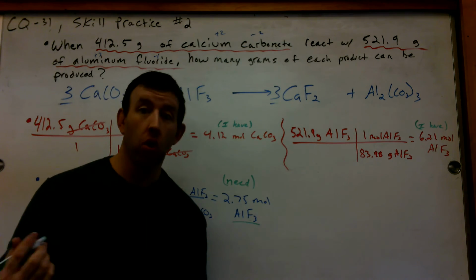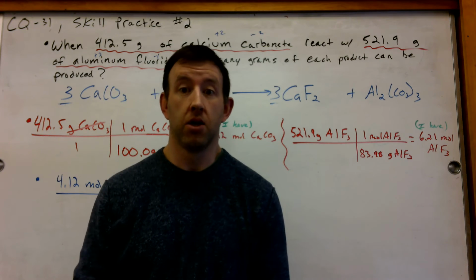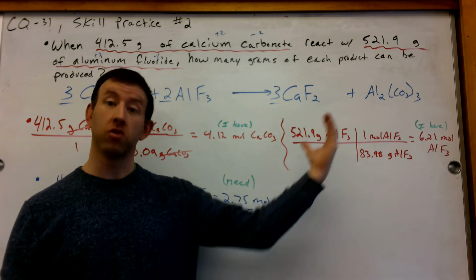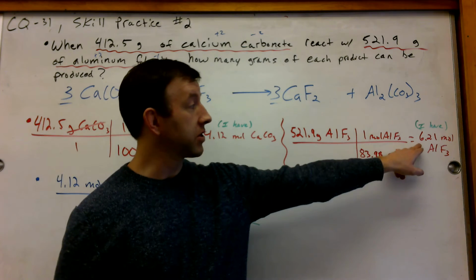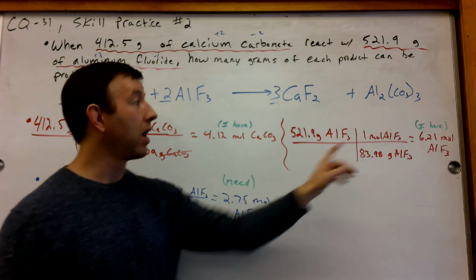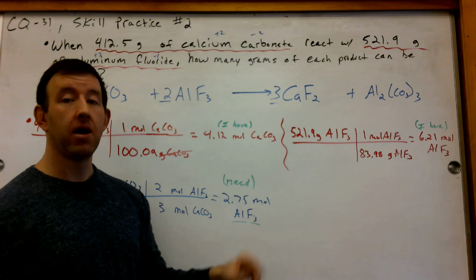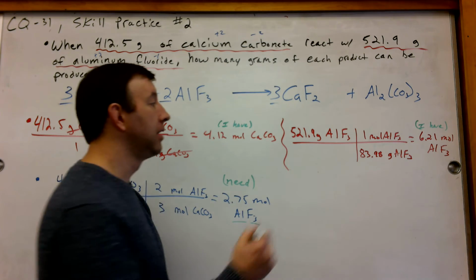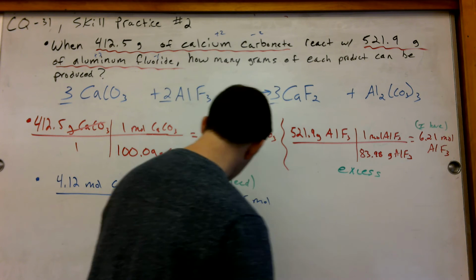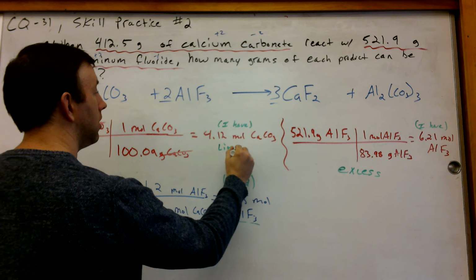All right, so what I need to do here is just exercise some logic, right? Do I have more than I need or less than what I need of aluminum fluoride? So this number, 6.21, is significantly larger than 2.75. So I have more than I need, right? When you have more of what you need, that makes that reactant the excess, right? And once you know which one is excess, you know which one is limiting.